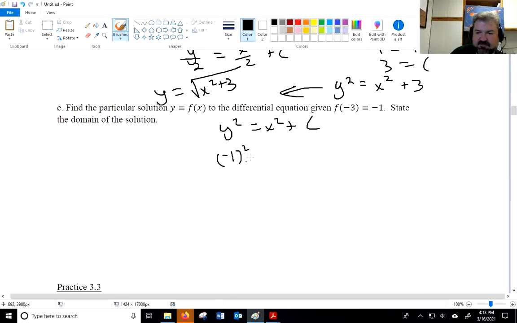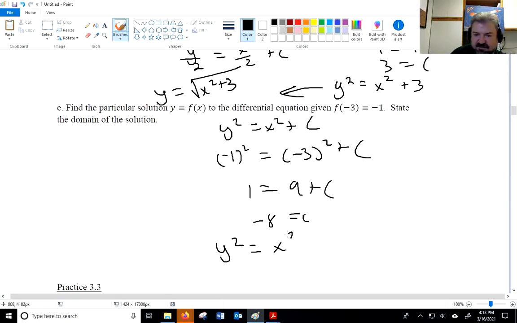All right, now we're ready for this one. So 1 is equal to 9 plus c, so c equals negative 8. So y squared equals x squared minus 8. And I need to take the square root of both sides to get y as a function of x. But because f of x is a negative value at negative 3, I'll take the negative square root of x squared minus 8.